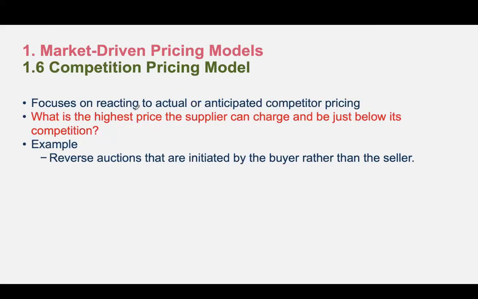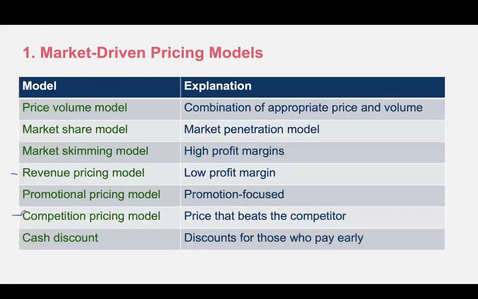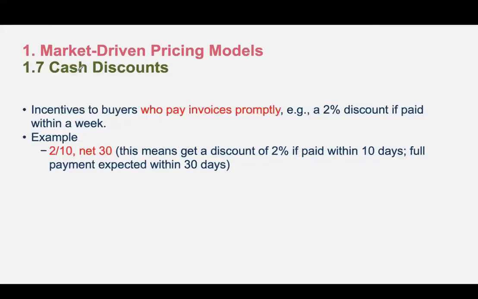The next one is the competition pricing model. In the competition pricing model, a supplier just wants to beat their competitor. So their objective is to offer the lowest price. The last one is cash discounts.